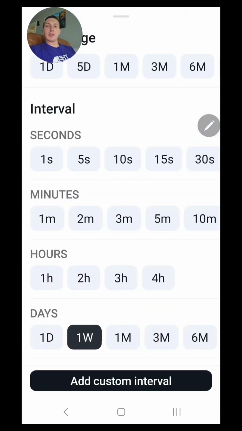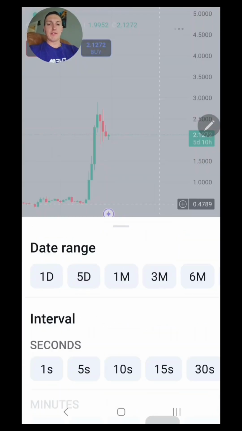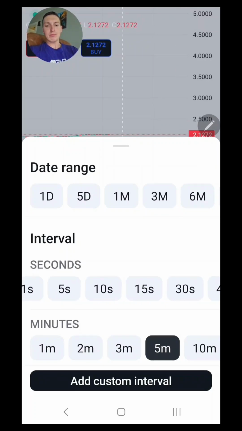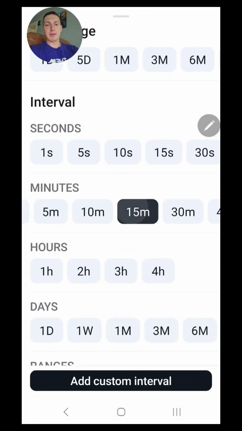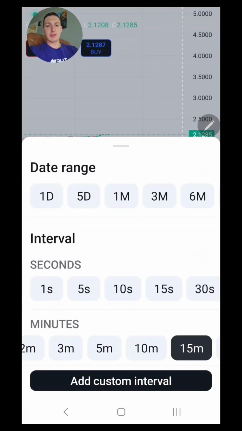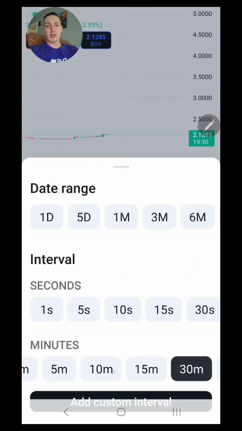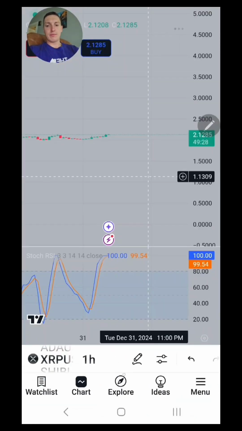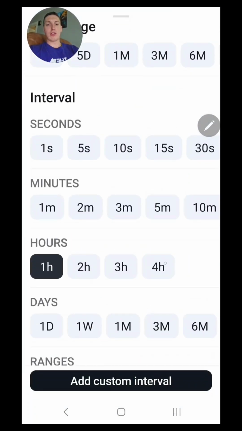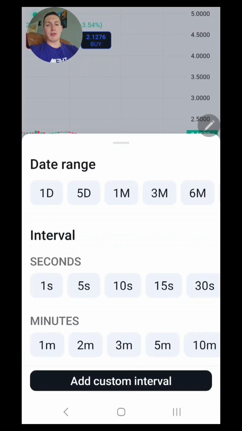But I would say the ones that I use the most are going to be the 15-minute. I use the 15-minute chart. I use the 30-minute chart, the hourly chart, the 4 hour chart, the daily, and the weekly. That's about all I look at.